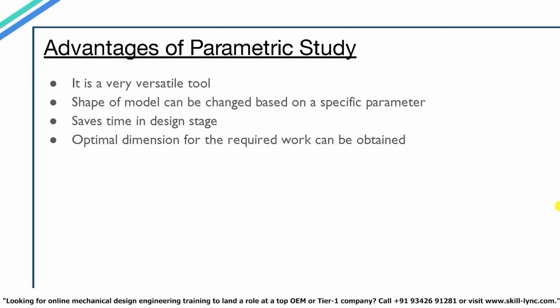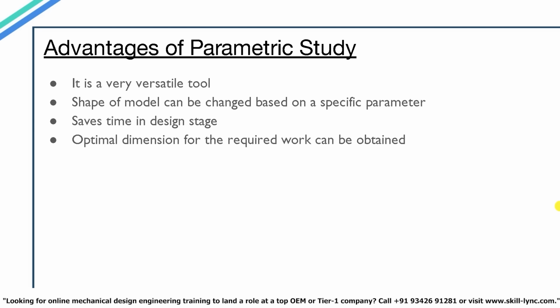Another advantage of parametric modeling is that the shape of the model geometry can be changed as soon as parameters such as dimension or curvature are modified. Because of this, there is no need to redraw the model whenever a change needs to be made. This greatly saves time for engineers, especially in the design stage. With this option, we can also arrive at the optimal dimension of a certain component for the required work. We'll get a much better idea of this concept once we proceed with the software part.